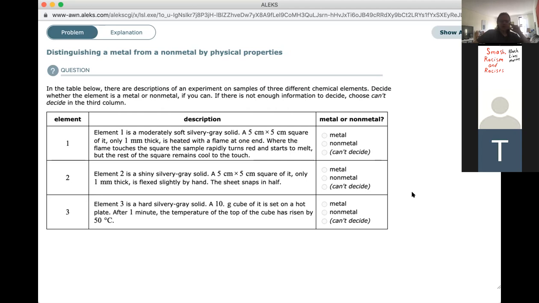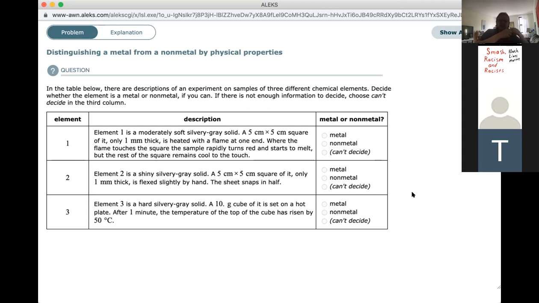Element 3, hard silvery gray solid, 10 grams, that's mass. A 10-gram cube of it is put on a hot plate. And after 1 minute, the temperature of the top of the cube has risen by 50 degrees Celsius. So you're putting it on a hot plate, and the top of it after a minute has risen by 50 degrees Celsius. So that means it got hot at the top. The tricky thing about that is they say after a minute, right? If you have a nonmetal, it could get hotter too. It doesn't mean it's not going to conduct heat. So that one's hard to say.